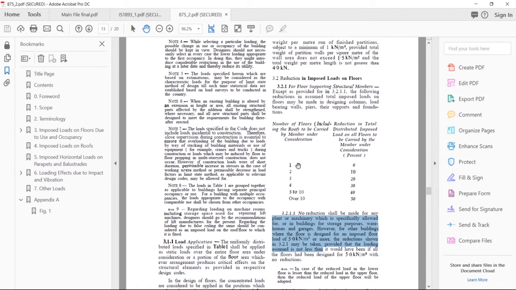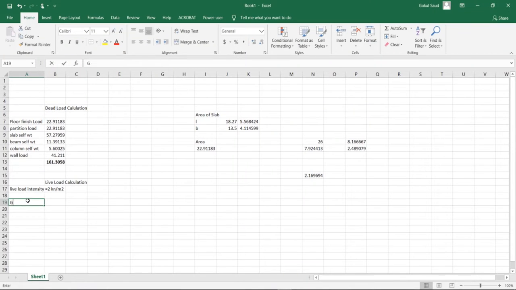So for the first floor, the reduction is 0%, the second floor the reduction is 10%, third floor the reduction is 20%. We don't have many floors, so let us not talk much. Ground floor, the live load is 0 because there is no slab. The slab directly rests on the ground.